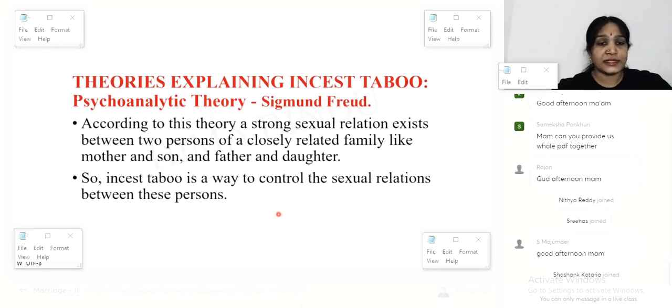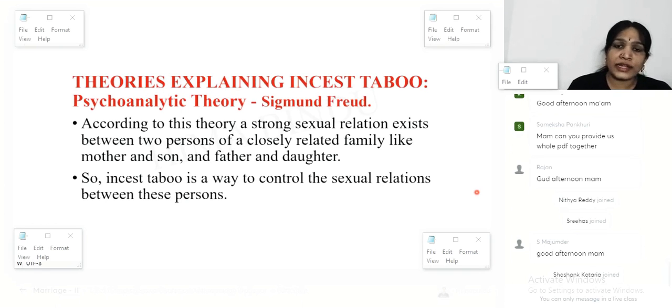Then there are some theories explaining incest taboo. Do you think dogs and cats have something called incest taboo? No. So at one point of time, man also lived like an animal. In the beginning of human evolution, man lived like an animal. Just like most animals do not have incest taboo now, humans did not have incest taboo at one point of time. They did not have a rule called incest taboo. It means even brothers and sisters used to mate.